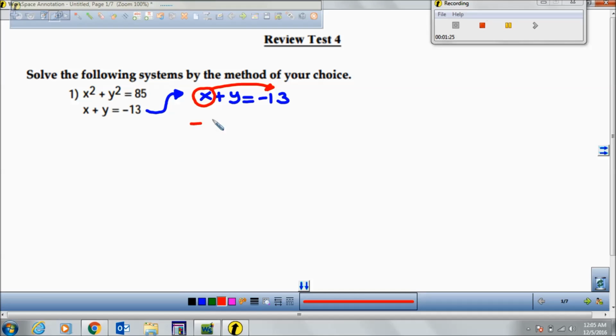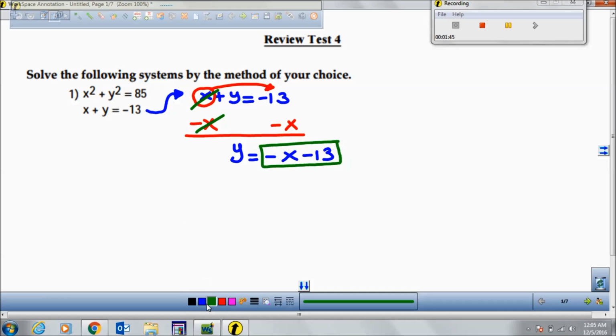So we're going to subtract x from both sides. We bring down the y, and we get y equals negative x minus 13. So this value, where are you going to plug it in? Into the y of the other equation that we have not used. So let's say this was our first step.